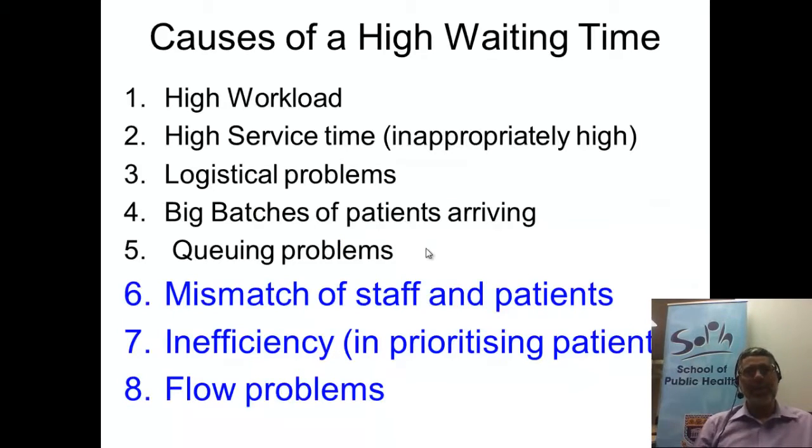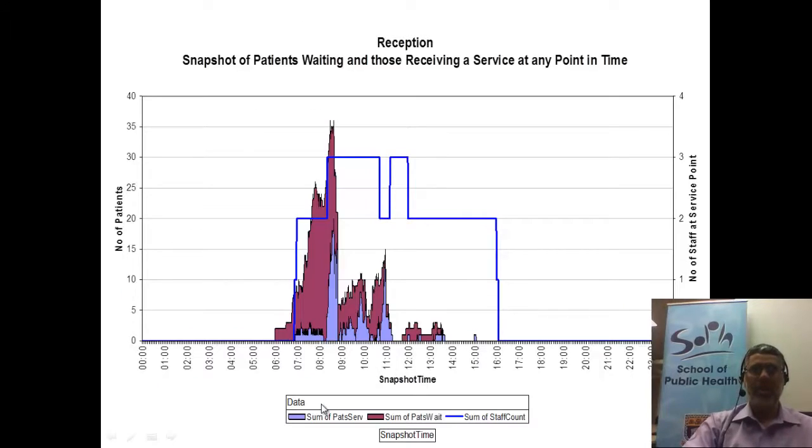Are there other reasons for a few patients having a high waiting time and others generally waiting a reasonably short time? Well, we can look at mismatch, inefficiency and flow problems, and that we look at on the snapshot graph. As you can see, there's a small mismatch in the morning. Patients arrive before the service point opens at 7.